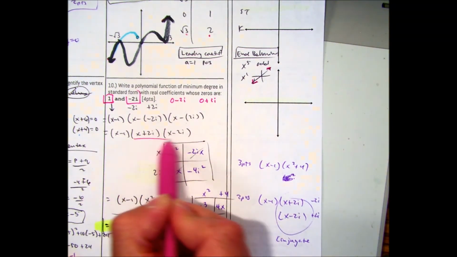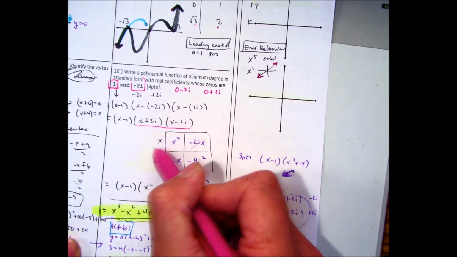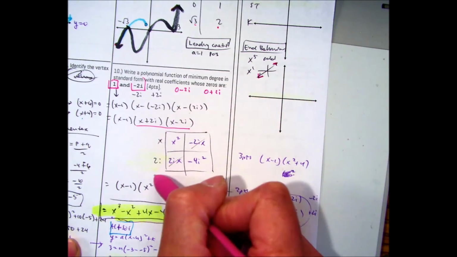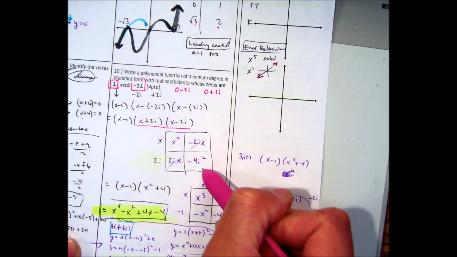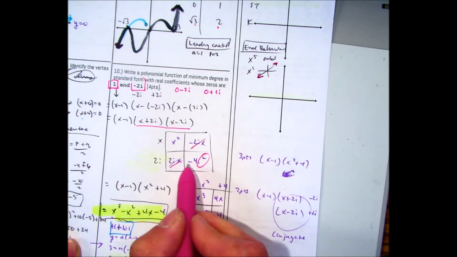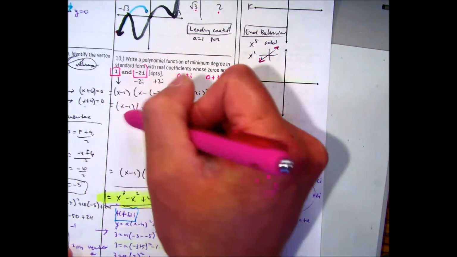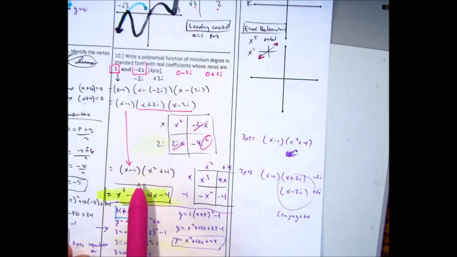Then I multiplied these two here. So x times x, x squared, -2ix, +2ix, and -4i squared. These will cancel, and i squared is equal to -1. So -1 times -4 is +4, giving x squared plus 4. And then this one here, x minus 1. So if you got this far, I gave you 3 points.